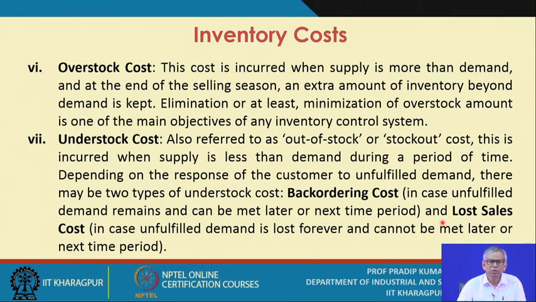Then you have two important cost elements: overstock cost. This cost is incurred when the supply is more than demand, and at the end of the selling season an extra amount of inventory beyond demand is kept. This is very clearly explained. Elimination or at least minimization of overstock amount is one of the main objectives of any inventory control system.